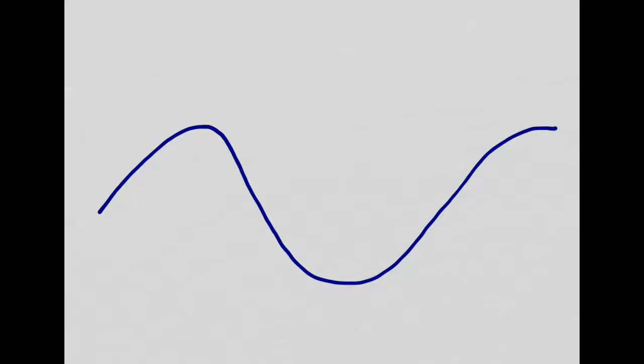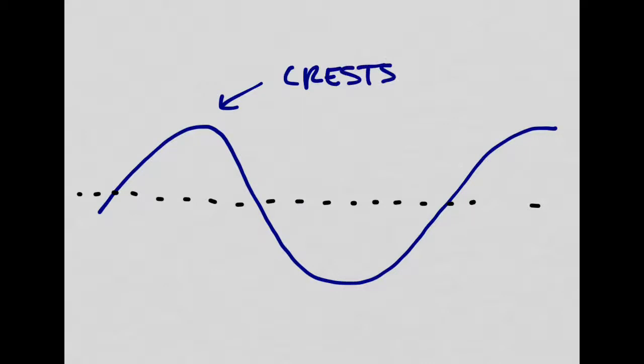Now there are a few pieces of the sine curve that you need to know. If we take a dotted line and we send it down the middle of the curve, we see that there are both crests and troughs.